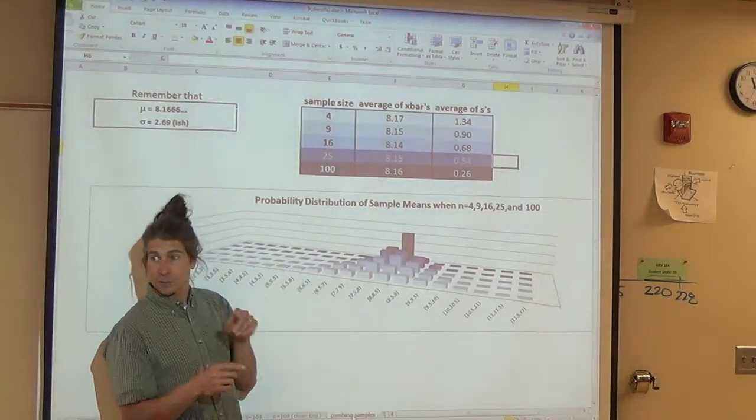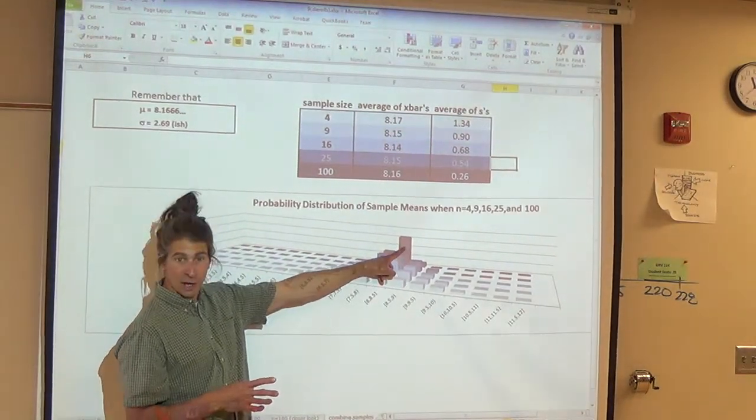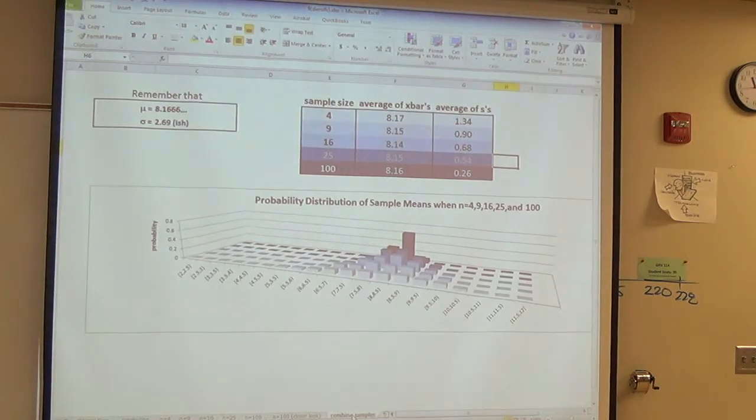The next curve back was a sample size of 9. The next curve back was a sample size of 16, 25, and then 100. Notice how they're getting narrower and taller. It looks like the ocean, I know. It's kind of fun. I love using the blue on that because it looks kind of like the ocean.